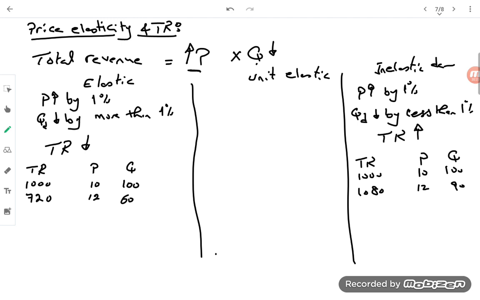What about the case of unit elastic? In case of unit elastic, when price increases by 1%, quantity demanded will decrease by the same percentage, which is 1%. So in this case, total revenue will not change.